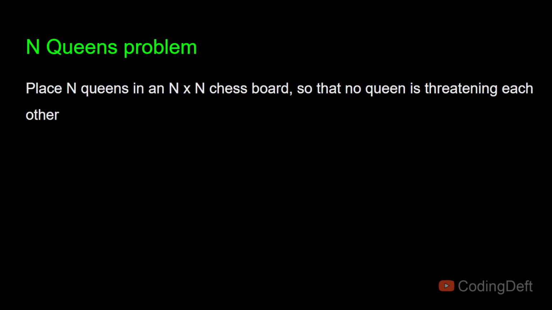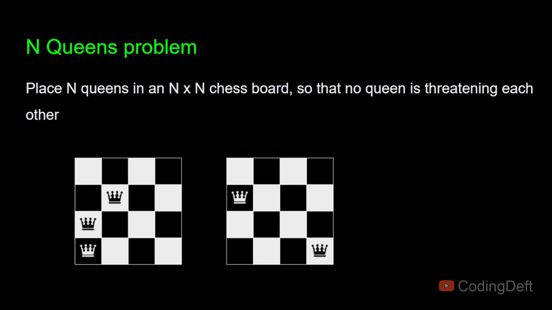each other. So if you're not aware how the chess game works, I'll show you an example. This is a 4 by 4 chessboard. Usually the chessboard will be 8 by 8, but I have taken an example of a 4 by 4 board for simplicity. A queen can threaten other pieces in the same row or column or in the diagonals. Since it can move horizontally, vertically or diagonally, any piece which is placed in its horizontal, vertical or diagonal is said to be threatened by it.